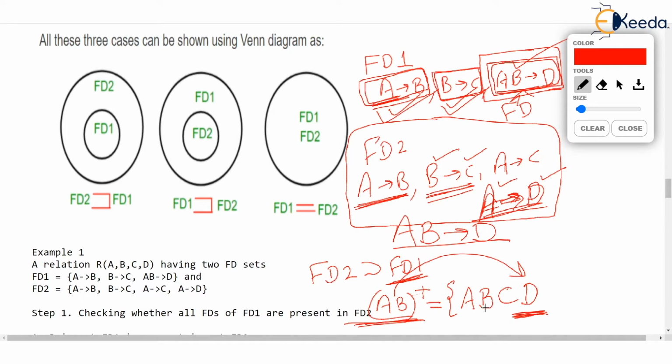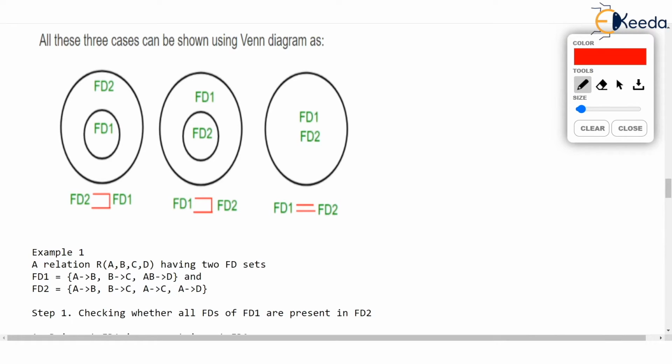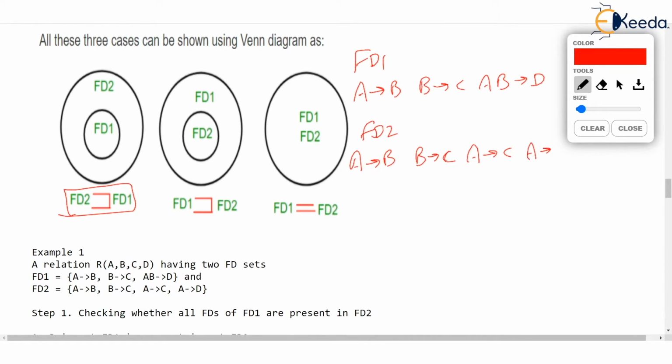Now, does FD1 cover FD2? I will rewrite FD1. FD1 given in the question is A determines B, B determines C, and AB determines D. And FD2 given in the question is A determines B, B determines C. Then we have been given A determines C and A determines D. These are the four FDs given in FD2. Now we want to prove that FD1 covers FD2. What that means is every functional dependency given in FD2 can be derived from FD1, isn't it?